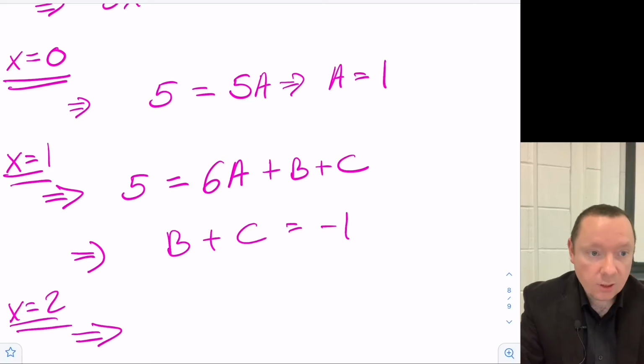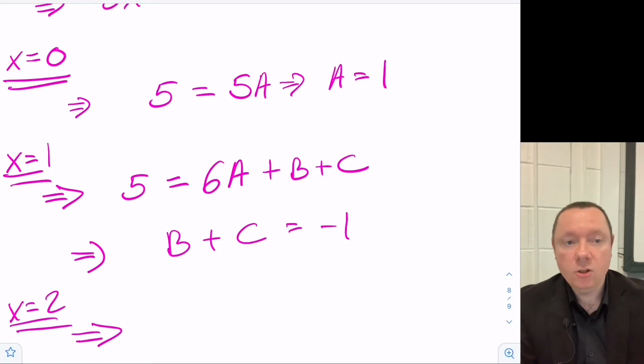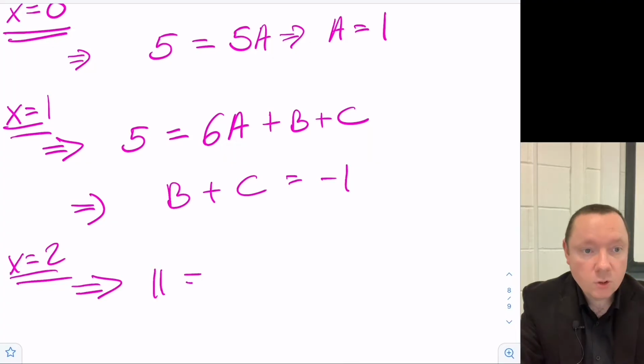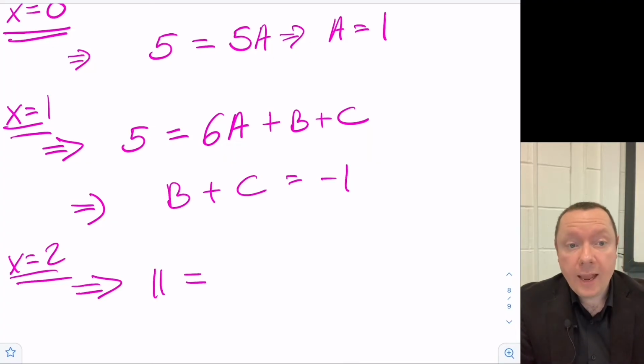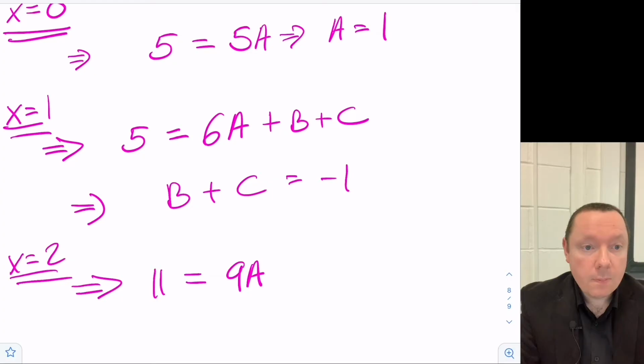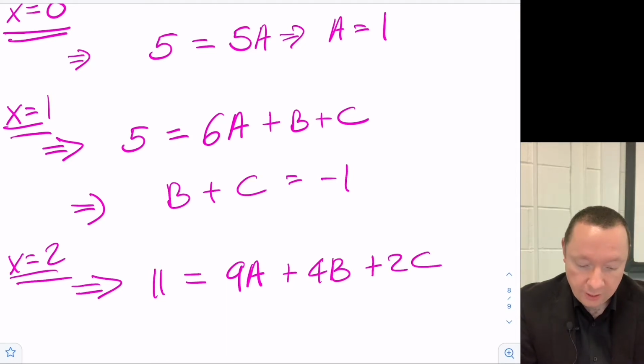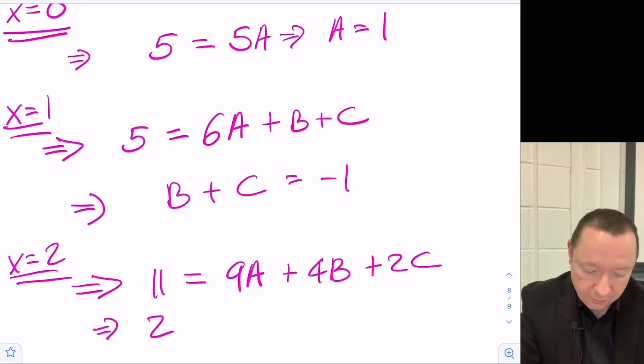So that implies our left hand side is going to be 2 2's is 4 times 3 is 12, 12 minus 6 is 6 plus 5 is 11. So we get 11 equals 9A plus 2 times 2 is 4, so 4B plus 2C. But we already know that A is 1, so 9 times 1 is 9, so that gives us 2 on the left equals 4B plus 2C.